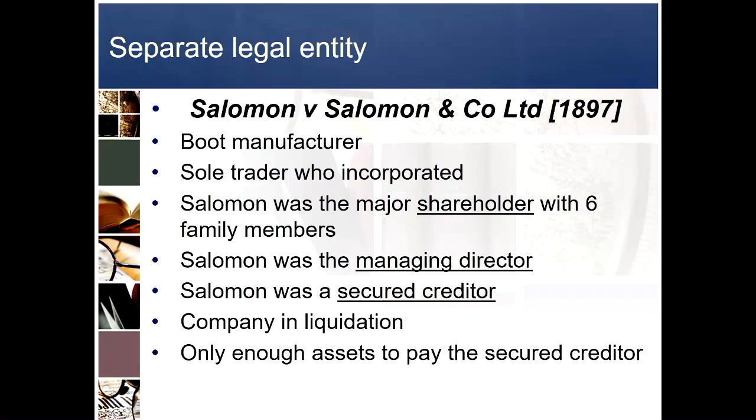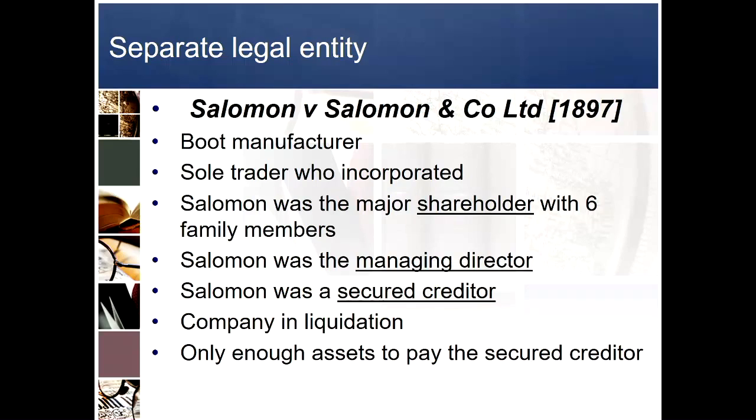Salomon and Salomon. Mr. Salomon was in business. He was a boot manufacturer. He made boots. Now, when he started this business, he operated it as a sole trader, so not as a company. Okay, he operated as a sole trader, not as a company. And that just means he hadn't incorporated.